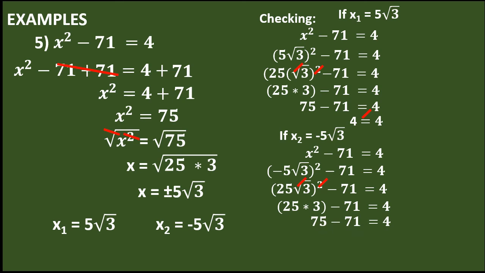25 times 3, the product is 75 minus 71 equals 4. 75 minus 71 equals 4, and that is equal to 4. Now we can accept negative 5 square root of 3 also as a solution to the quadratic equation. So the answers are 5 square root of 3 and negative 5 square root of 3.